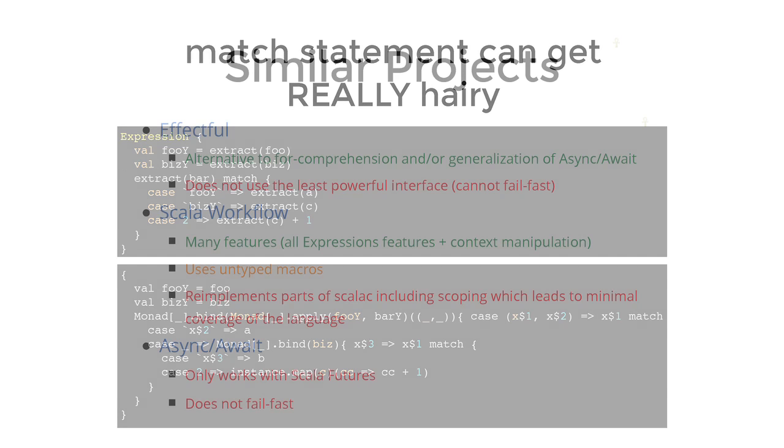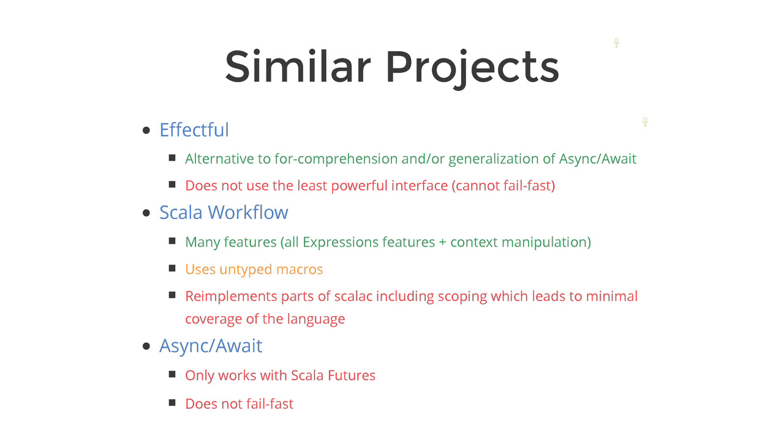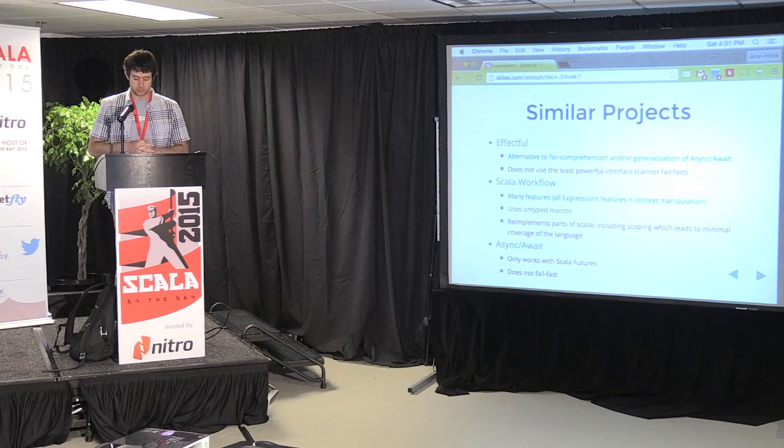So there are some similar projects out there. One of them is effectful. The stated goal of effectful is to be like async await, but generalized to any monad. So it's very similar to this one. The disadvantage is it doesn't choose monad or applicative. It always uses monad, so it doesn't support the idea of failing fast. It doesn't support validation in a nice way. And that was the reason why I worked on expressions.